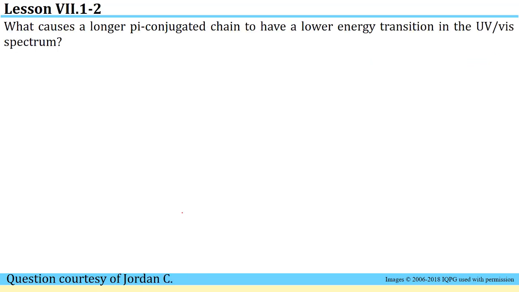And now we're going to switch gears, and we have a question here from lesson 7.1 through 2. And this question a few other people had as well, but it asks what causes a longer pi conjugated chain to have a lower energy transition in the UV-Vis spectrum. All right, so we kind of just stated that as a general rule, didn't explain it in great detail. The primer says something about greater stability after you've excited. So let's think about this in a little more detail.